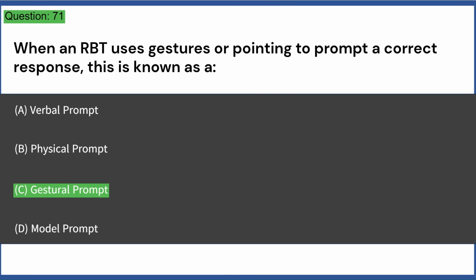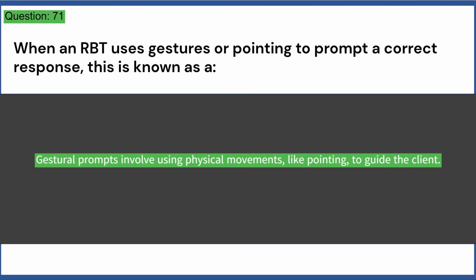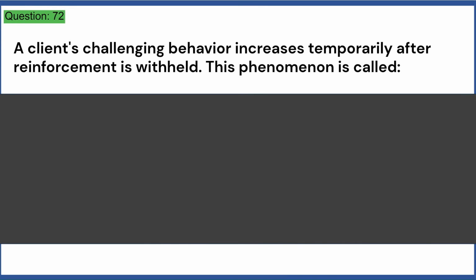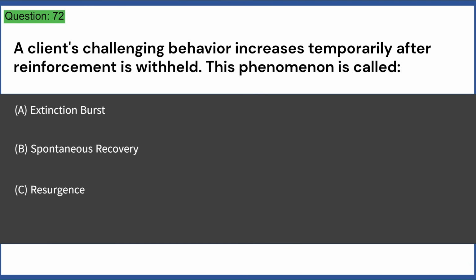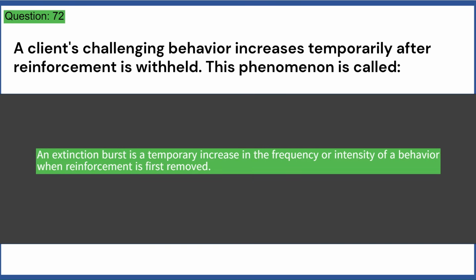Answer C. Gestural prompts involve using physical movements, like pointing, to guide the client. A client's challenging behavior increases temporarily after reinforcement is withheld. This phenomenon is called A. Extinction burst. B. Spontaneous recovery. C. Resurgence. D. Habituation. Answer A. An extinction burst is a temporary increase in the frequency or intensity of a behavior when reinforcement is first removed.